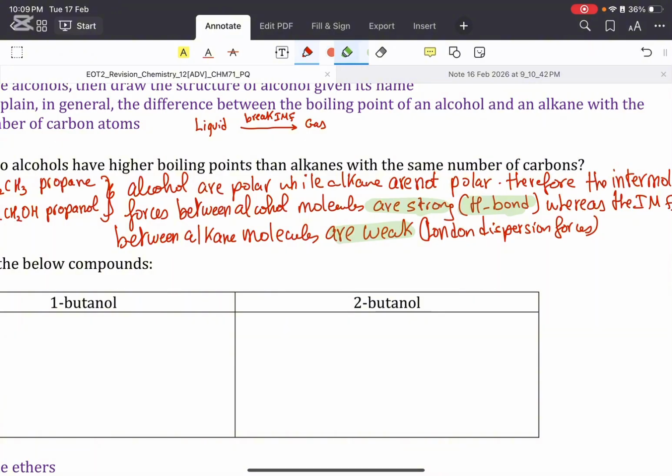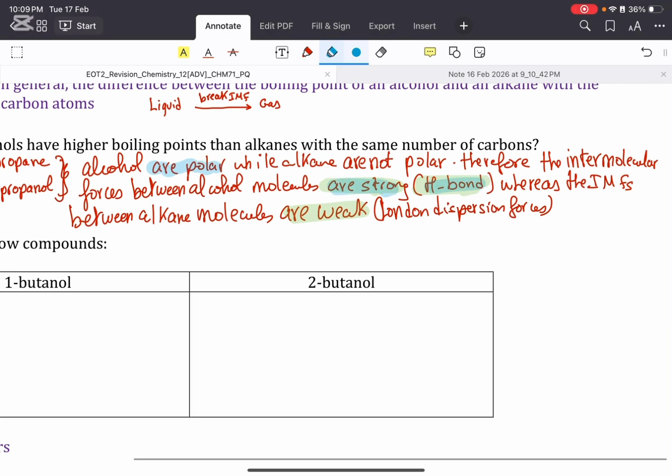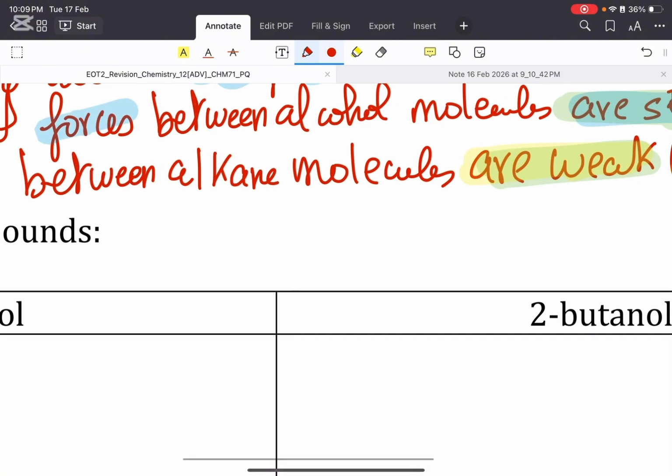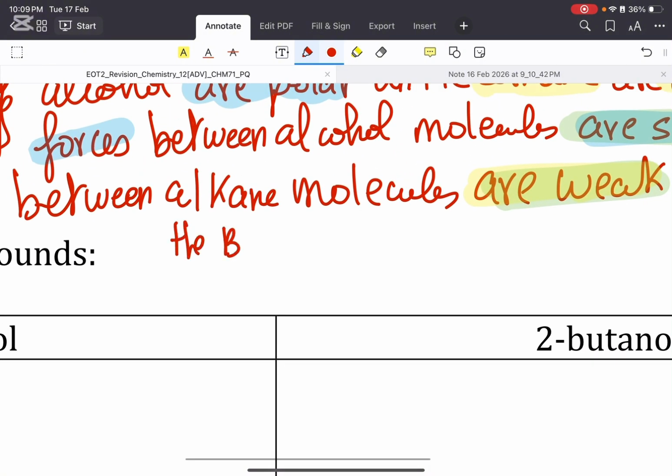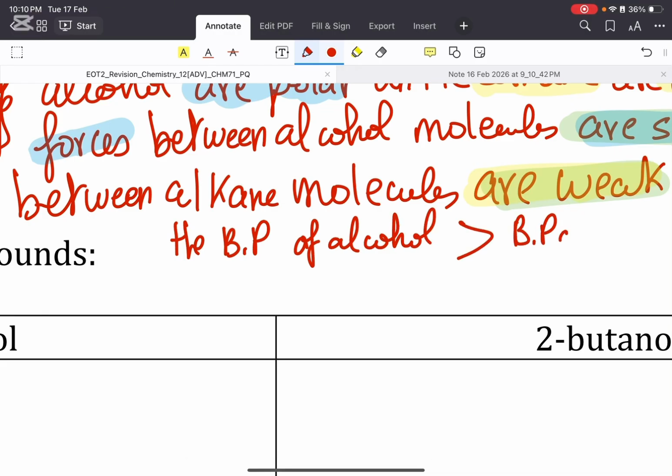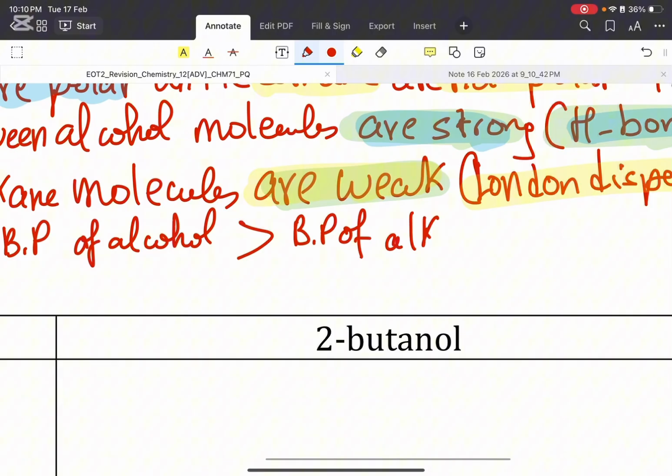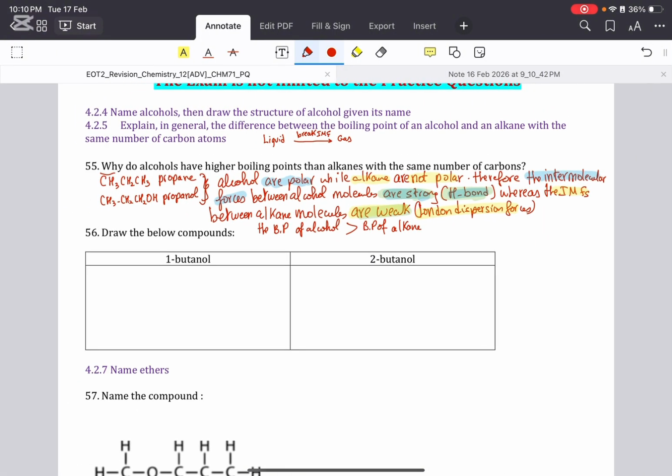Alcohols are polar. So they have strong intermolecular forces that are called hydrogen bonds. Alkanes are nonpolar and their intermolecular forces are weak and they are called London dispersion forces. For these reasons, the boiling point of alcohol is always higher than the boiling point of alkane. If this question comes in the exam, you must write it all.